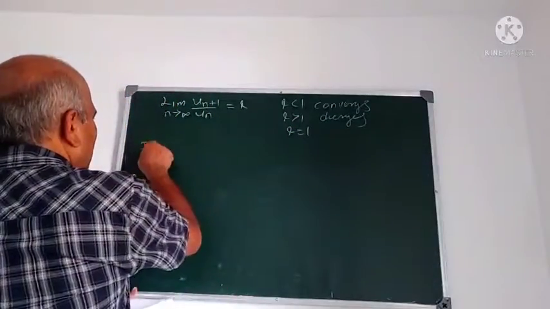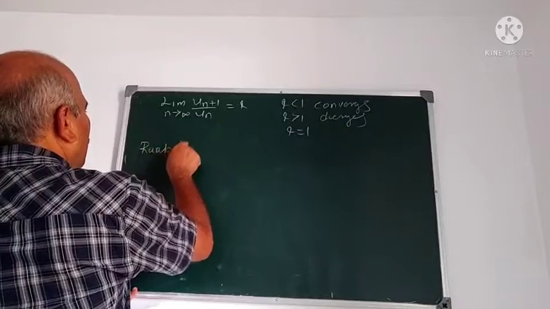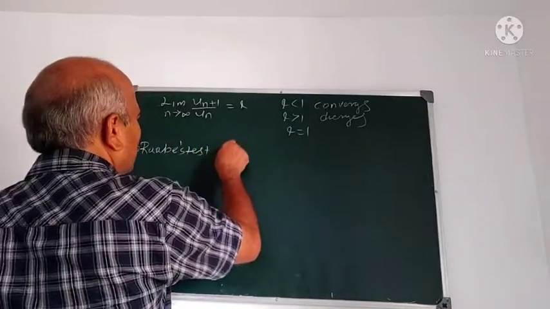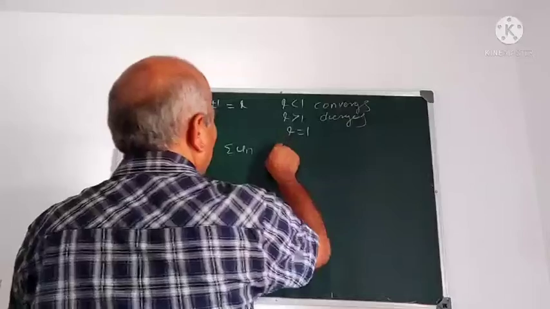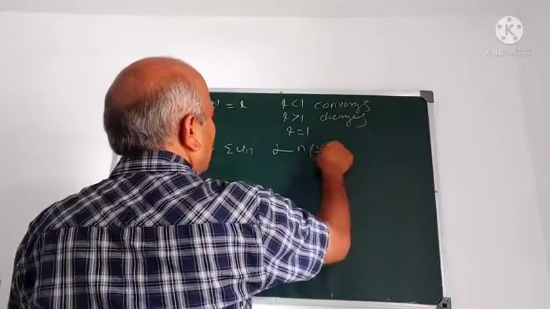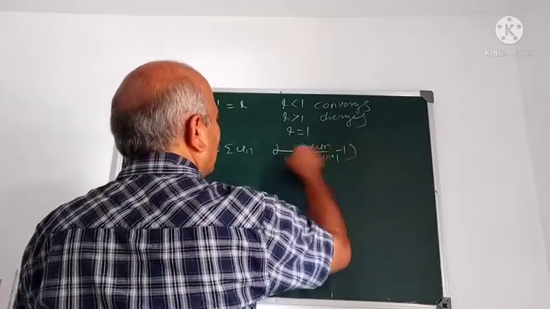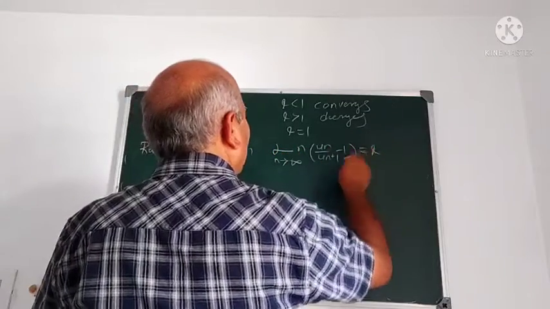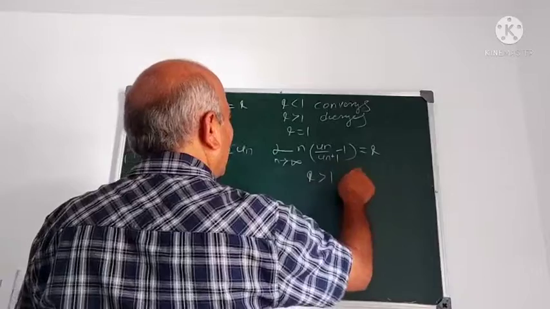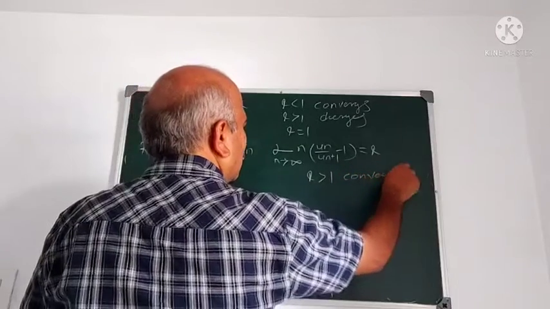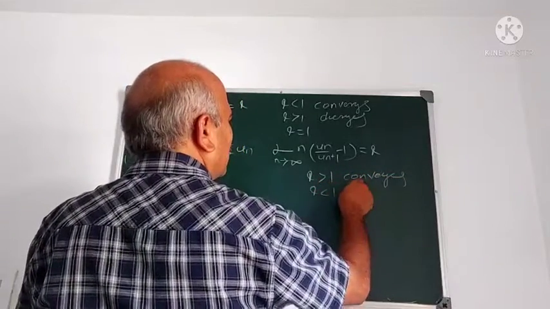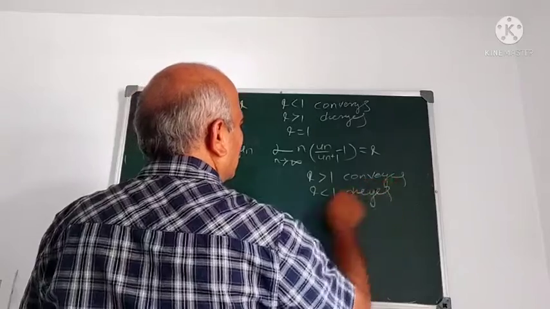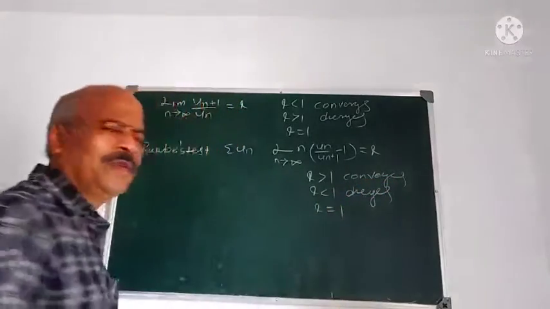Now what is Raabe's test? Suppose sigma un is a positive term series and the limit of n into (un upon un plus 1 minus 1), as n tends to infinity, is L. Then if L is greater than 1, sigma un converges. If L is less than 1, sigma un diverges. If L equals 1, the test fails.